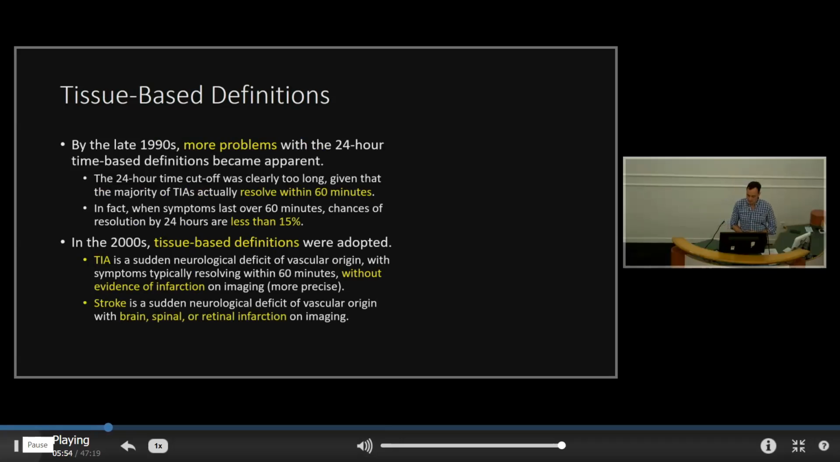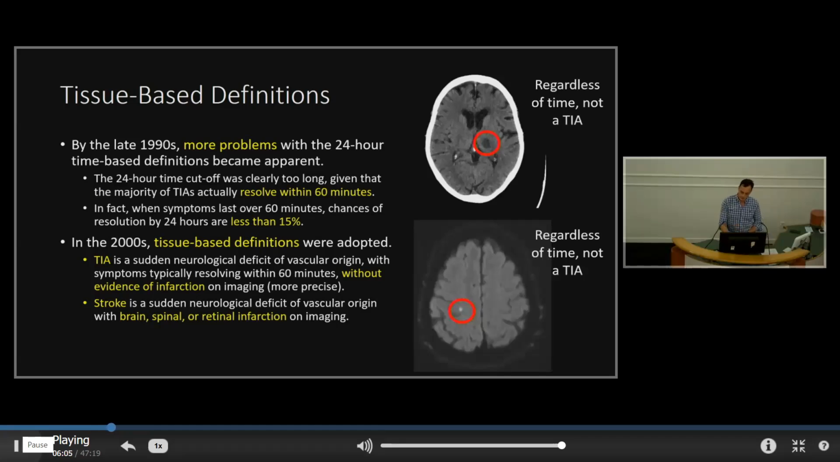It's a sudden neurological deficit of vascular origin, and it can affect the brain, spinal cord, or retina of the eye. That's all stroke. But you have to see something on imaging. So the top image there is a CT head, obviously. And when you talk about CT, you talk about hyperdensity and hypodensity. So you can see that the circle is around a dark region. That is a hypodensity on the CT head, and that is a stroke.